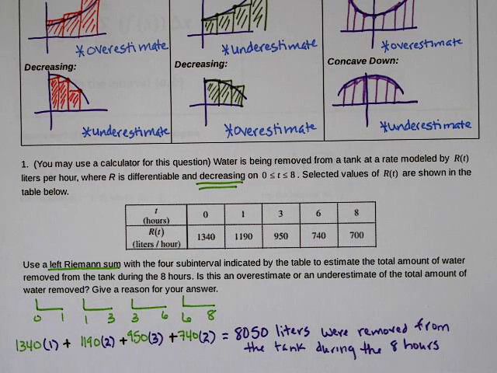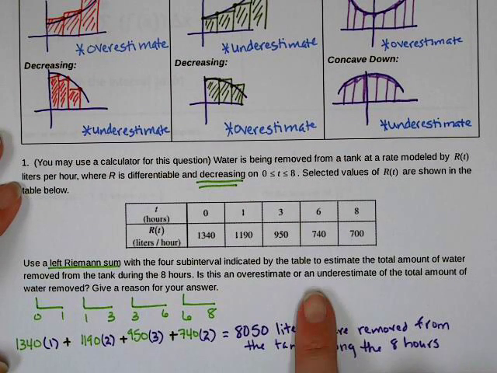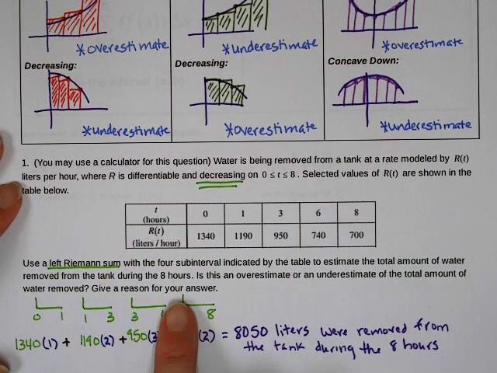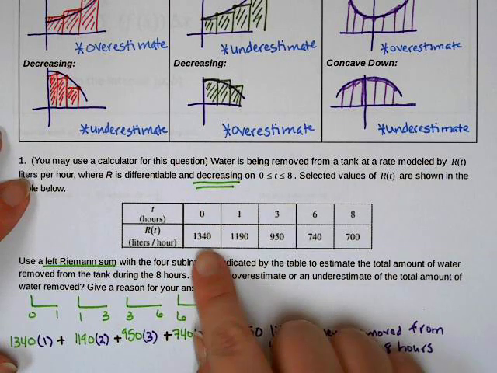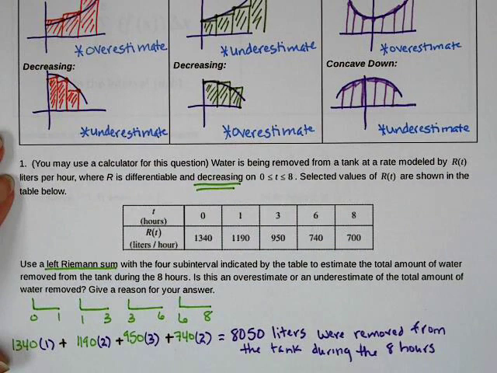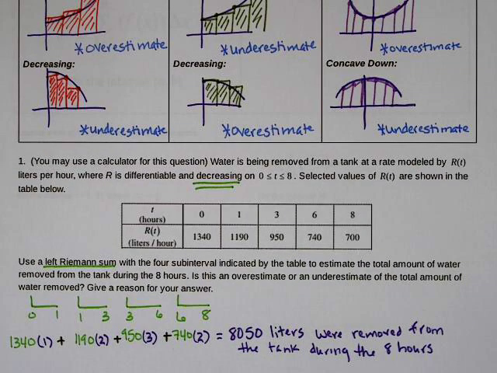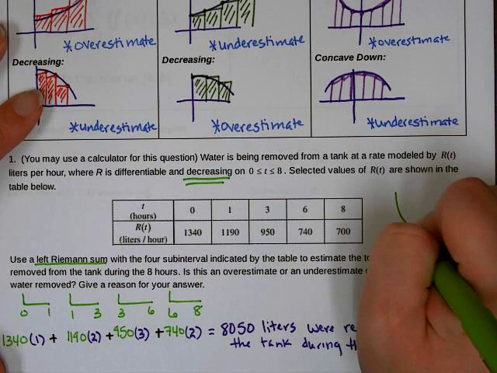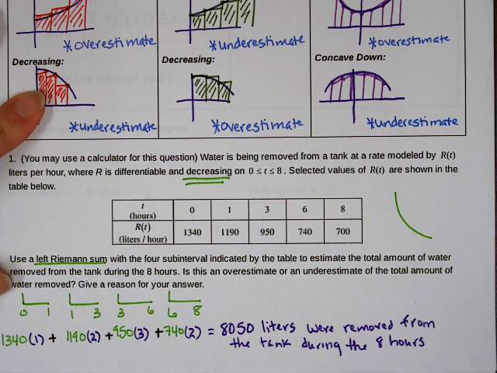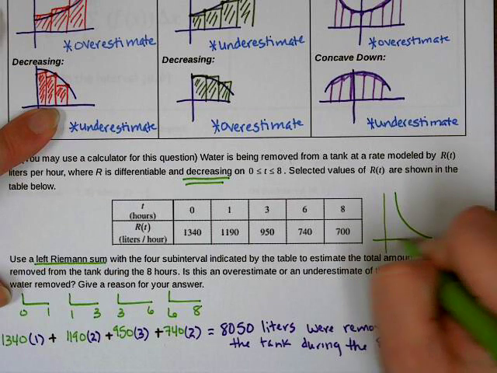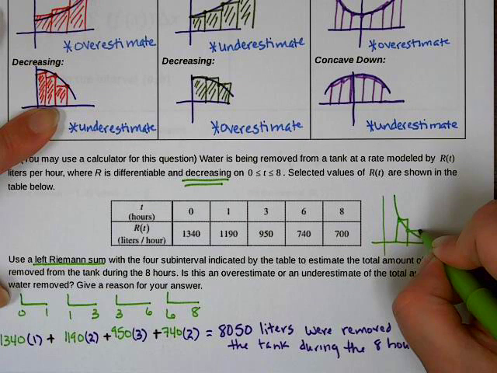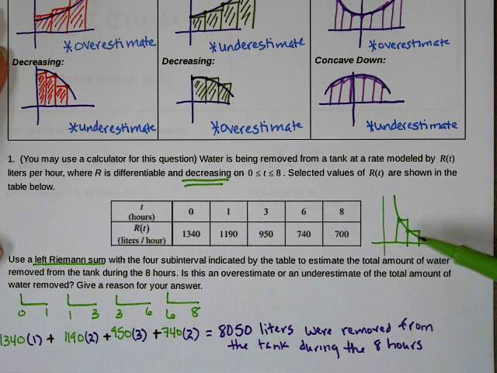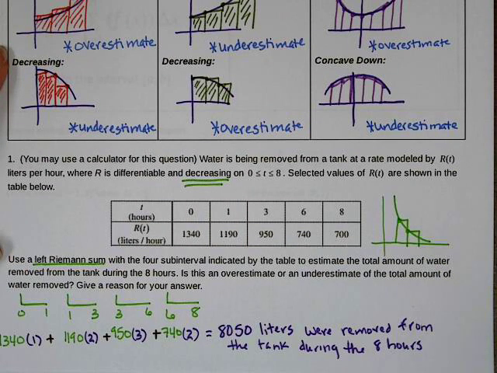Okay, so let's see then. The next part says, is this an overestimate or an underestimate? Give a reason for your answer. Well, we know that this function was decreasing. They told us that here. Plus, if we look at these values, we can see that the rate there is clearly decreasing. So if our function is decreasing, and we're using a left Riemann sum, well, let's think about what that would look like if we were to pick some left endpoints. That'd be here and go over here. It'd be here and go over. So we've got a left Riemann sum for a decreasing function. It means that this is going to be an overestimate.